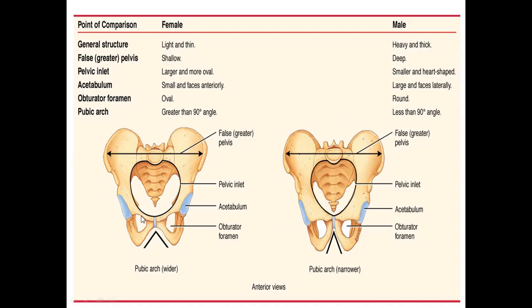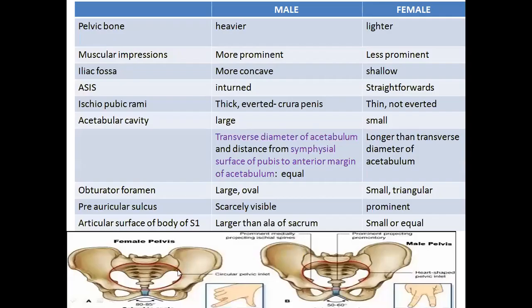The pelvic inlet is larger and more oval in females, whereas it is smaller and heart-shaped in males. The acetabulum is small and faces anteriorly in females, and it is large and faces laterally in males. The obturator foramen is oval in females and round in males. The pubic arch is greater than 90 degrees in females and less than 90 degrees in males.